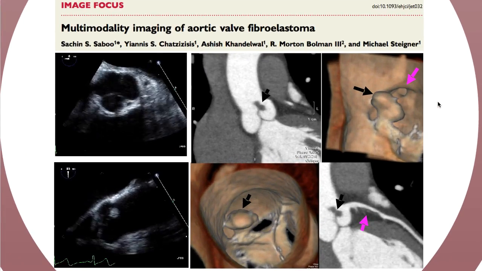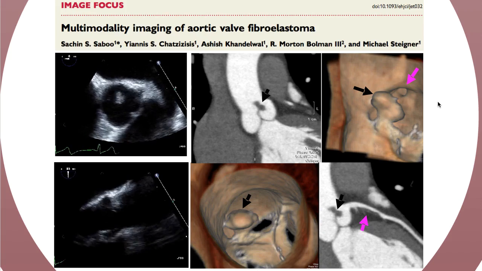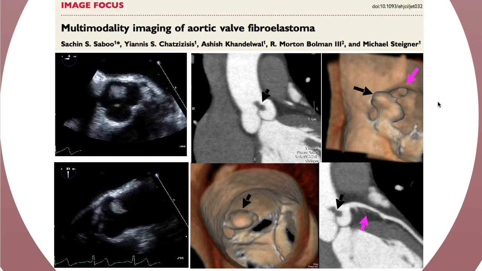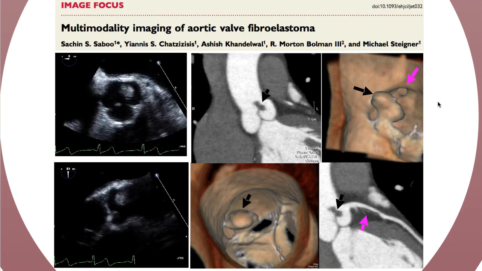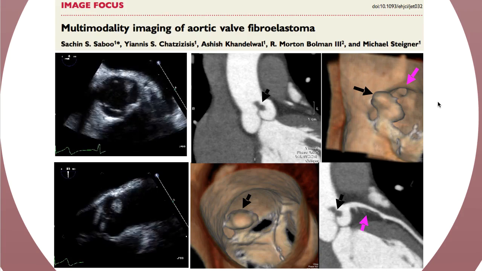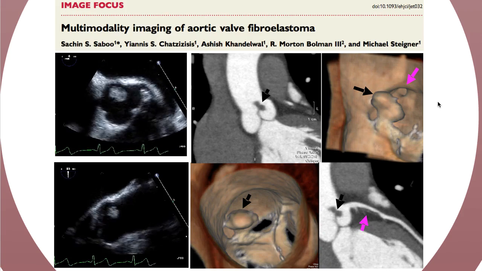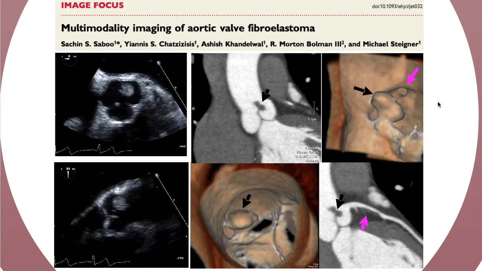Here's an example of the largest one that I have seen. We don't have cardiac MRI images of this one. This was a large fibroblastoma that was picked up. I think the patient presented with a TIA. Mass was found on echo. We can see this large mass emanating from the coronary cusp. And notice the proximity to the coronary ostium.